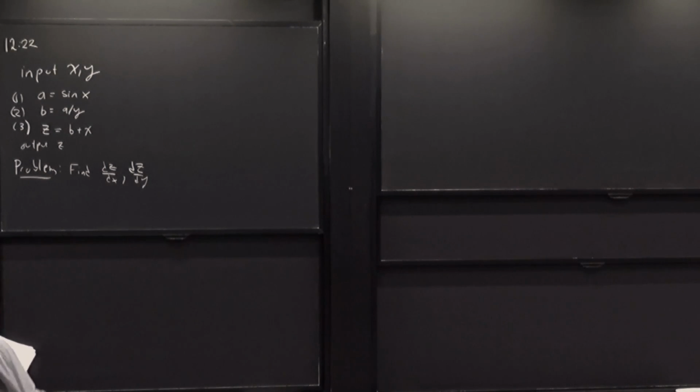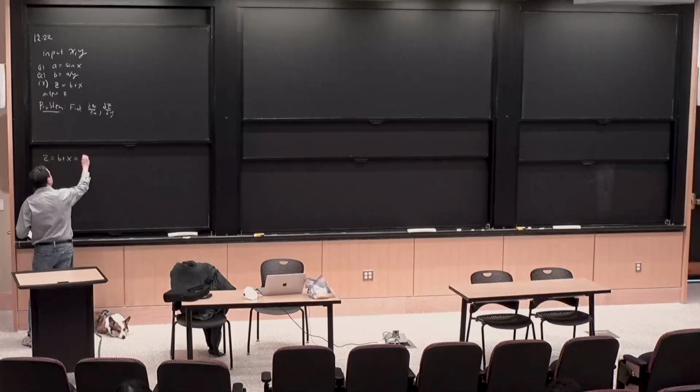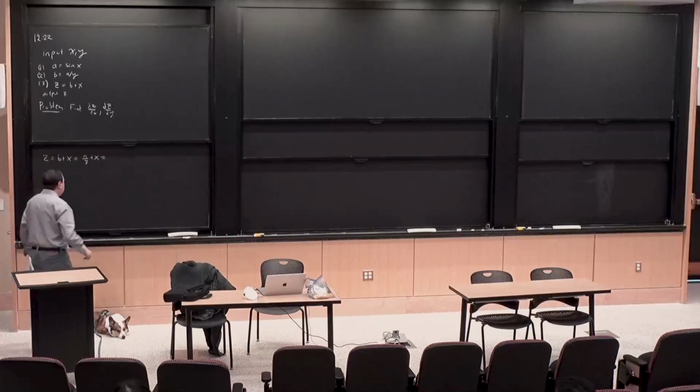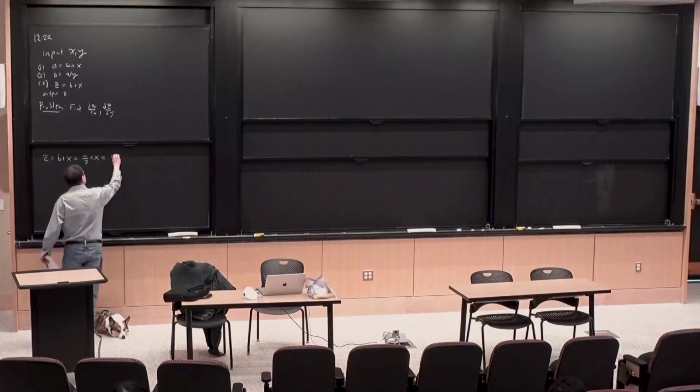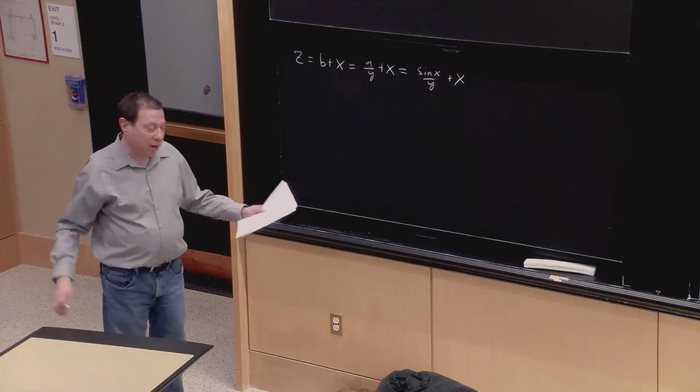Well, let's see. So z is b plus x. Let's figure out what's going on here. B is a over y. So this is a over y plus x, right? So we're going to get everything in terms of the x's and y's. A is sine x, so we have sine x over y plus x, right?